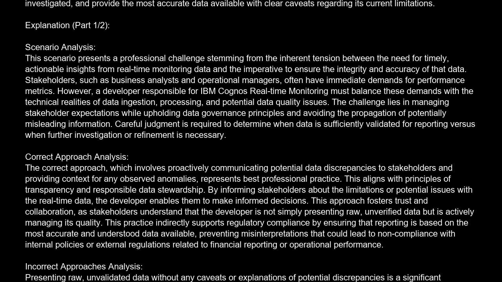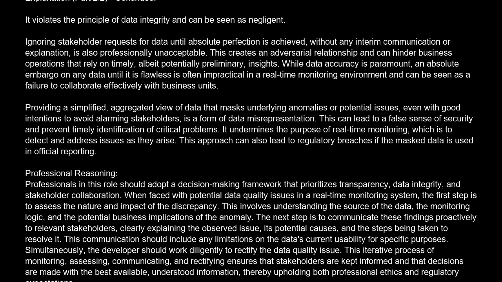Incorrect approaches analysis. Presenting raw, unvalidated data without any caveats or explanations of potential discrepancies is a significant regulatory and ethical failure. This approach can lead to stakeholders making critical business decisions based on inaccurate or incomplete information, which could have financial repercussions or lead to non-compliance with reporting standards. It violates the principle of data integrity and can be seen as negligent.